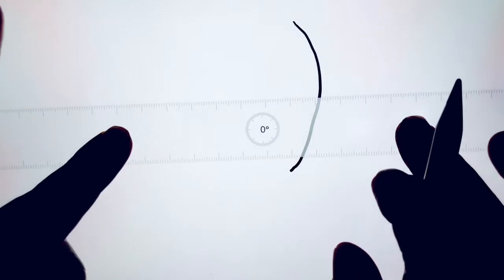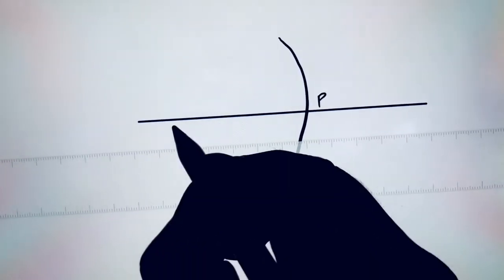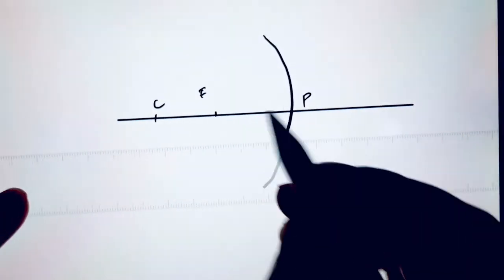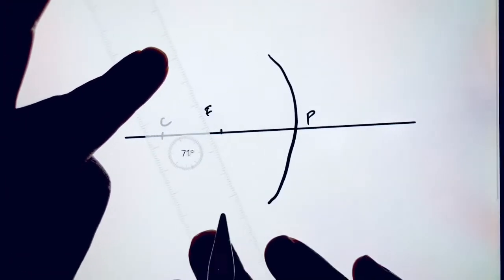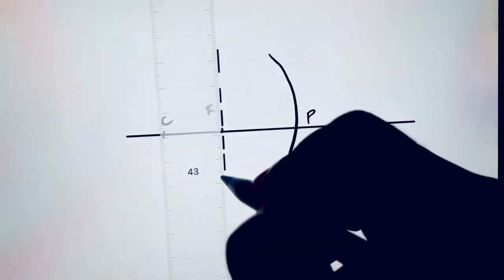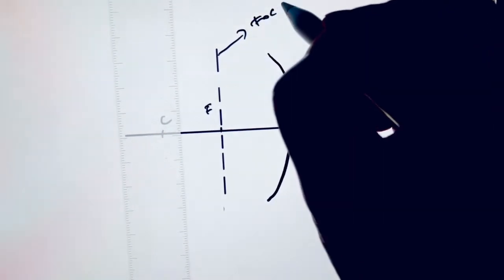So now let's discuss the focal plane. So we have a concave mirror, and this is the principal axis. This is the pole, this is the center of curvature, and this is the focus. The plane that passes through the focus and which is perpendicular to the principal axis is called the focal plane.